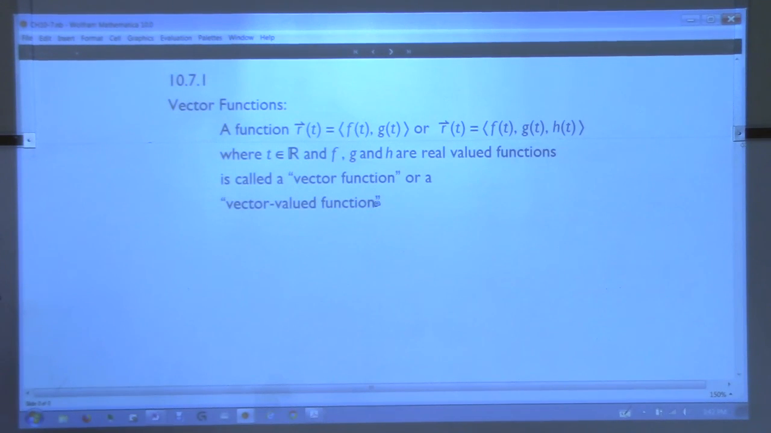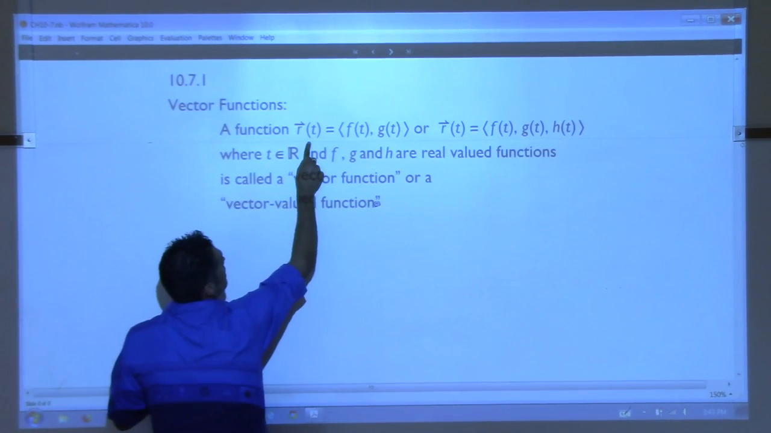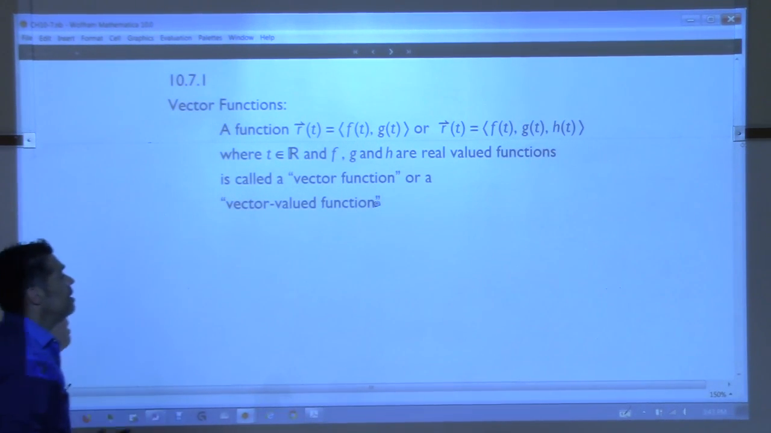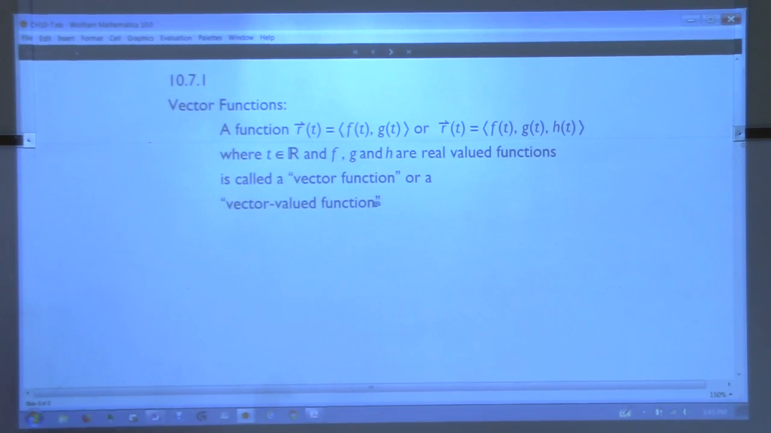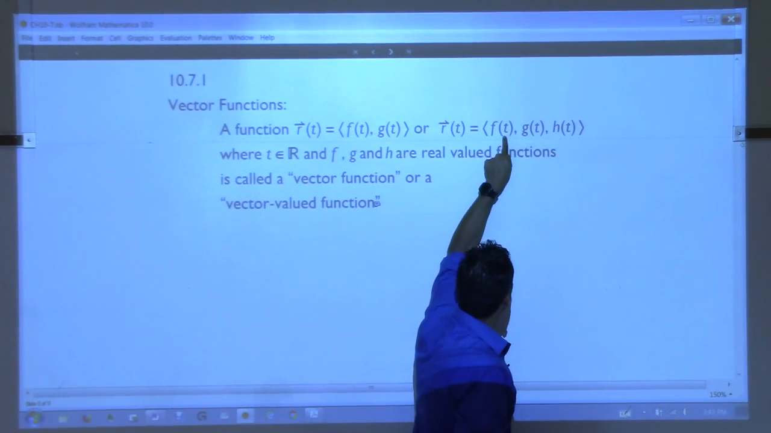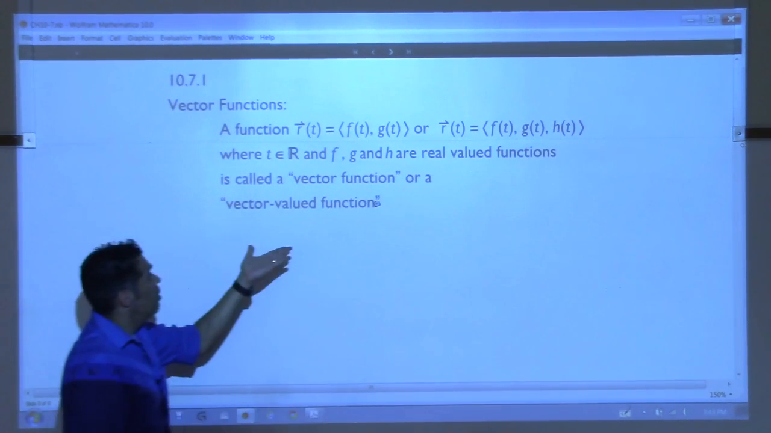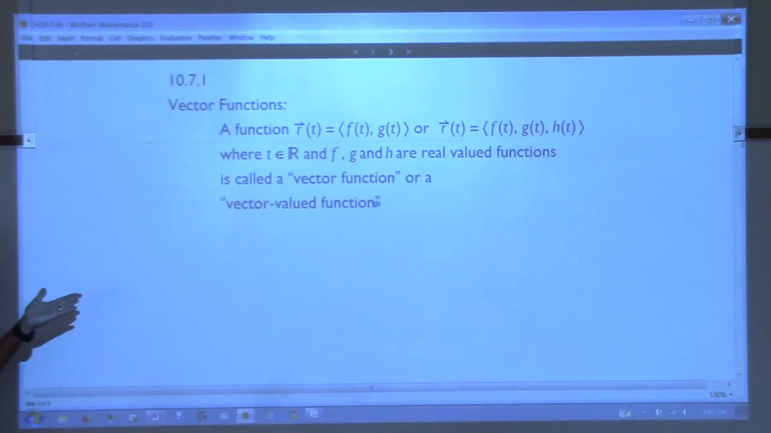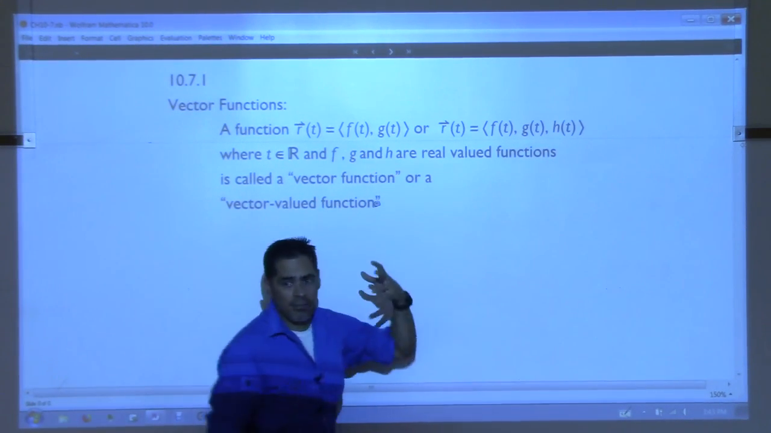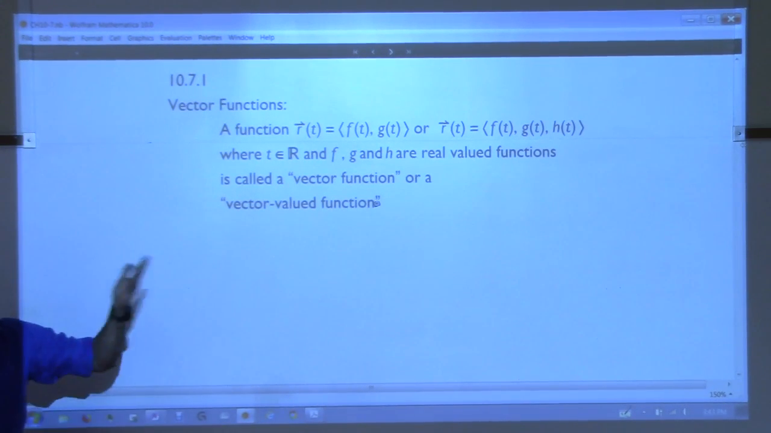So any function written r of t equals, and then two components. So this is a two-dimensional vector where the first component is some function of t and the second component is some function of t. Or in three-dimensional space, some vector function where you have three component functions, f, g, and h. This is called a vector function or a vector-valued function. So the important thing, I guess, to note is that these things inside here are just real valued functions, functions that you dealt with your whole life.